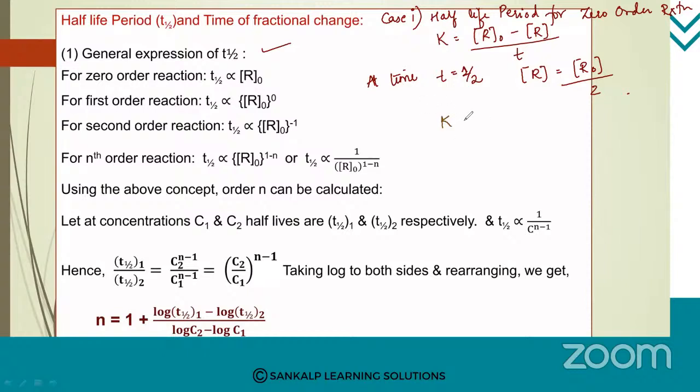So let us see. K is equal to [R]₀, which is [R]₀ only, minus the concentration of R, which is reduced to half, that is [R]₀ by 2. So this is about the first step, divided by the time, and the time is t half.